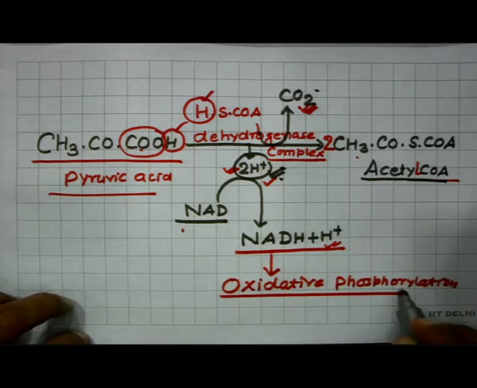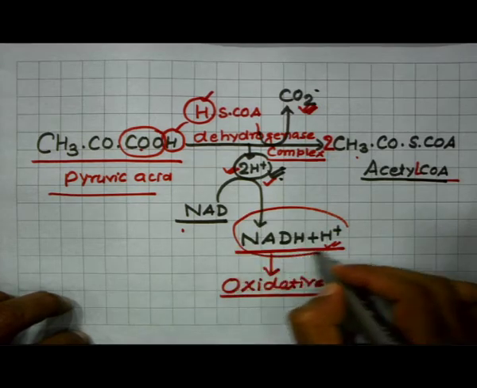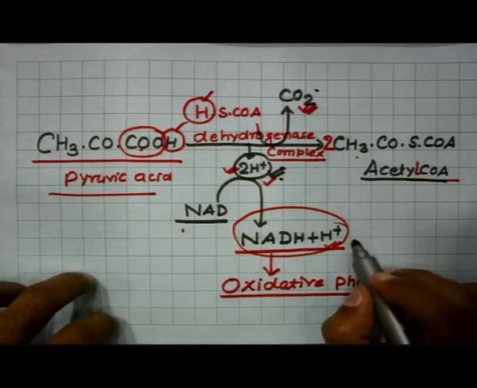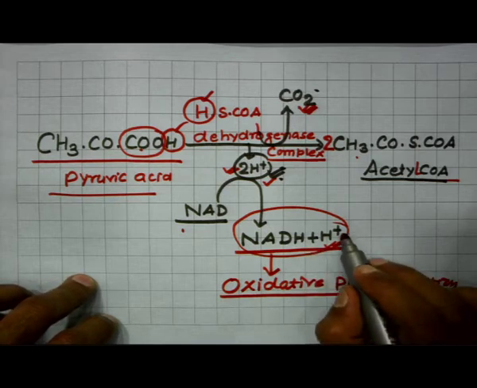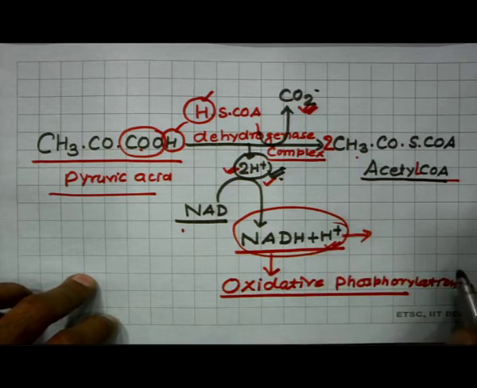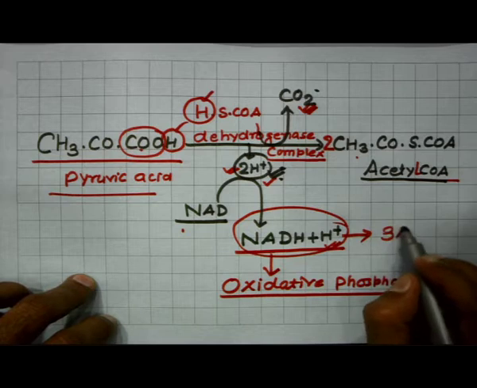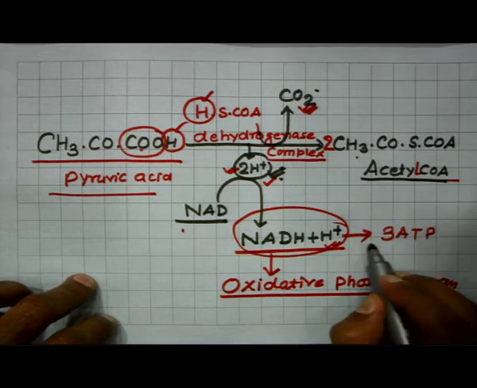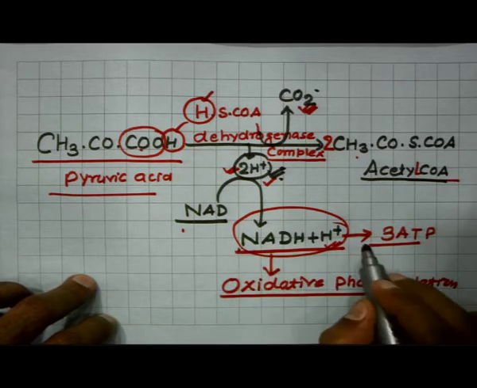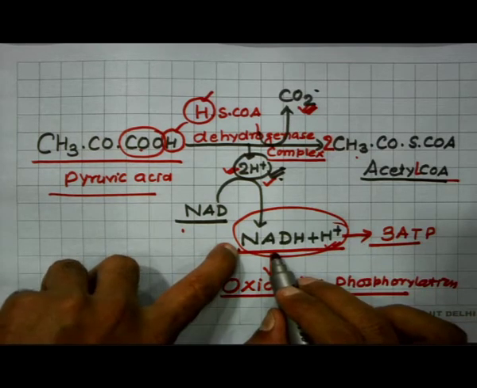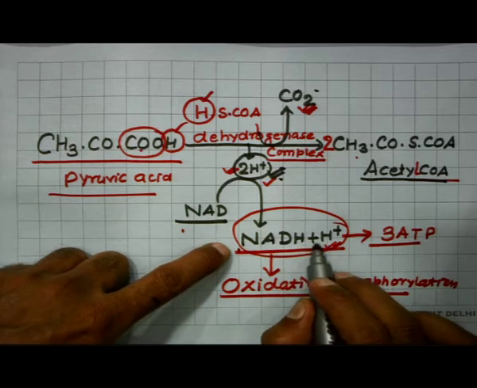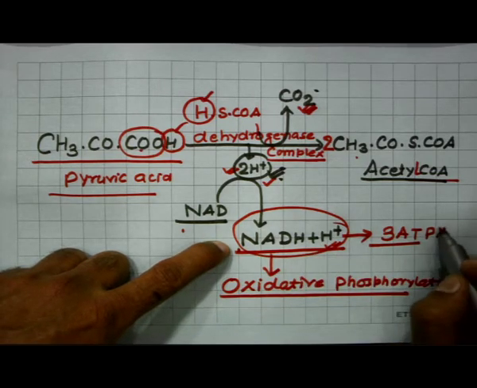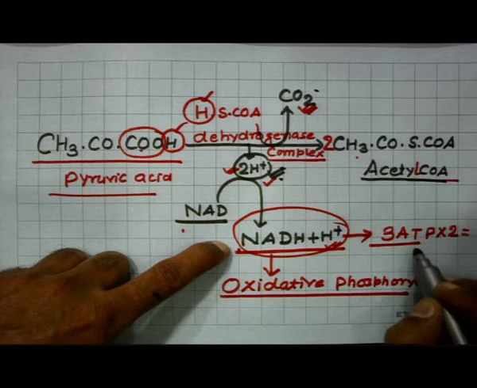And you know that, which I have already discussed in my last class, this NADH2 after the oxidative phosphorylation gives 3 ATP. One molecule gave 3 ATP, here 2 molecules of NADH2 are formed. So, the net gain will be 6 ATP.